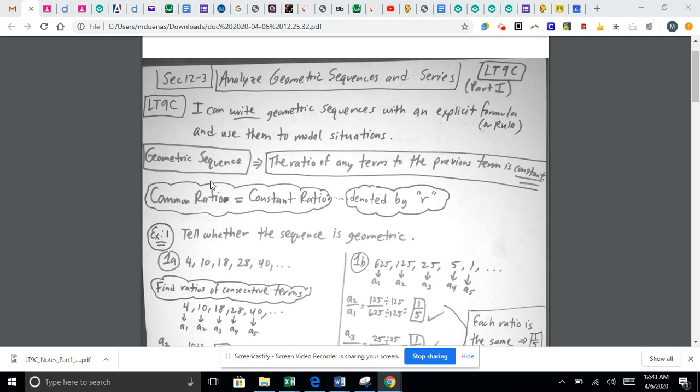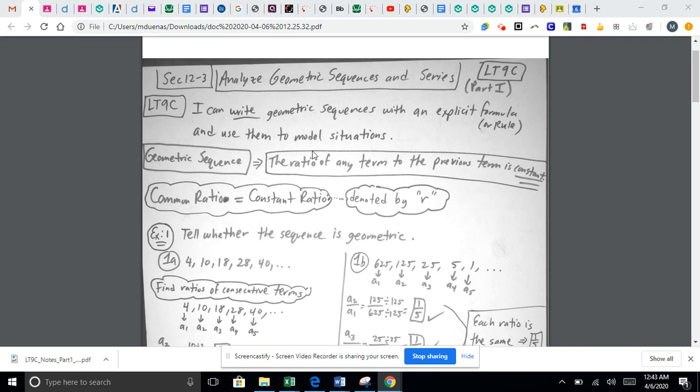So the first thing is I want to talk about a geometric sequence. We already did arithmetic sequences last week. So a geometric sequence is basically when you take the ratio of any term to the previous one, and it has to remain constant. The word constant here means it has to stay the same. We'll go over an example shortly to illustrate how you can tell if it's a geometric sequence or not.